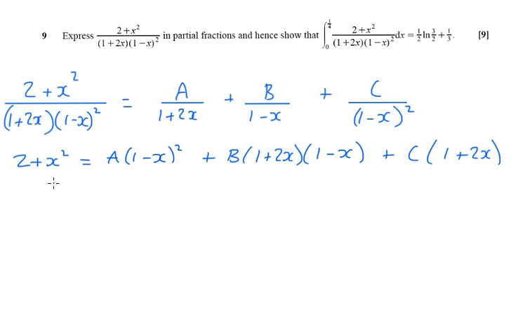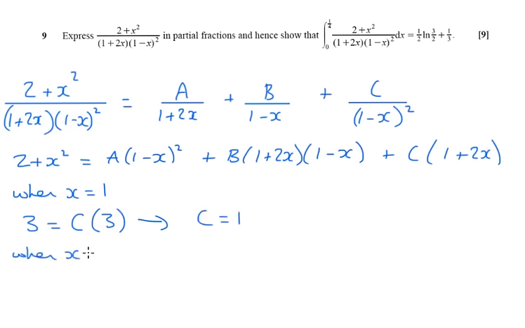So the next thing I'm going to do is find out A or C by using a sensible substitution, and the one I'm going to choose first is 1. So that will give me 3 on the left. This term and this term will be worth 0, because we've got 1 minus 1 here and 1 minus 1 here. So we've just got C bracket 1 plus 2, so that's 3, which tells me that C is 1.